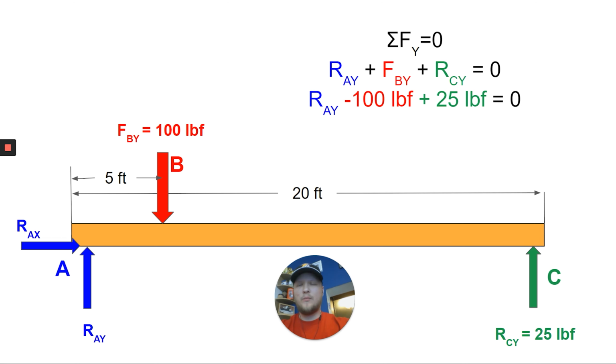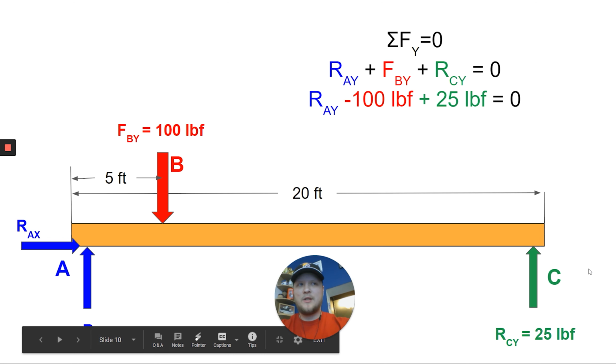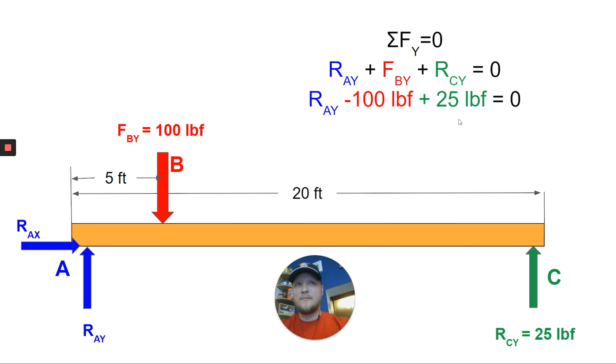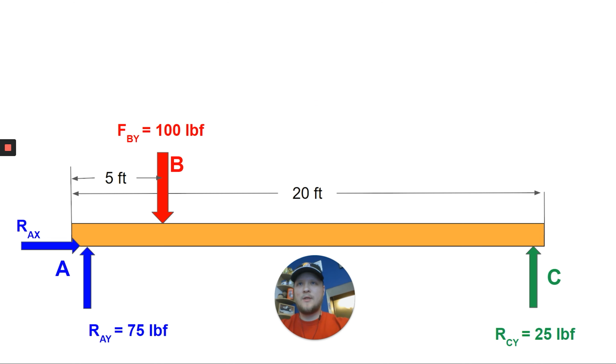And then we'll sub in what we know. We don't know RAY, so we keep that one. We know FBY is 100 pounds of force in the negative y direction, and RCY is 25 pounds of force in the positive y direction. Then we just have some simple math. We have to move the 75 foot-pounds to the other side to solve for RAY. And we get that RAY equals 75 pounds of force. Then we have to update our free body diagram again. So we're almost finished. We just have to figure out what RAX is.